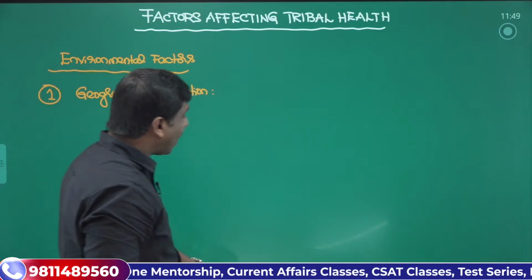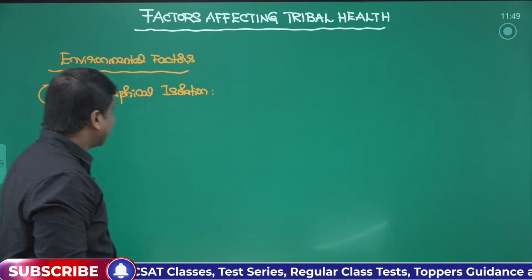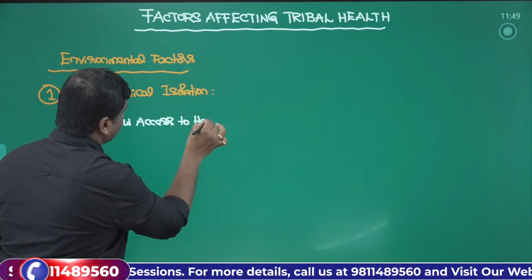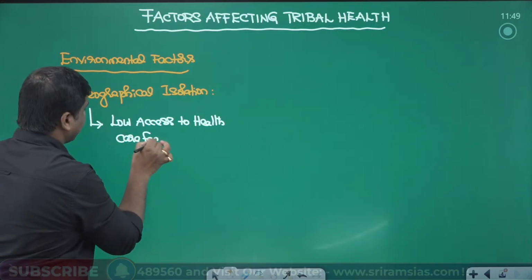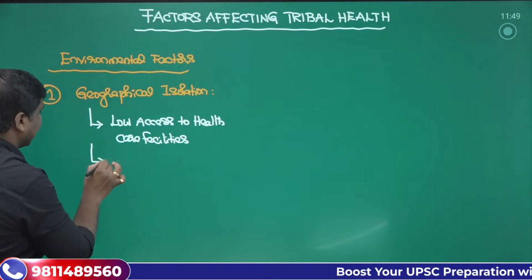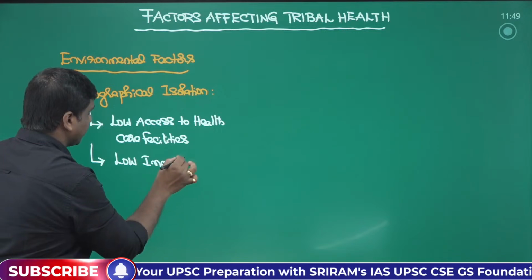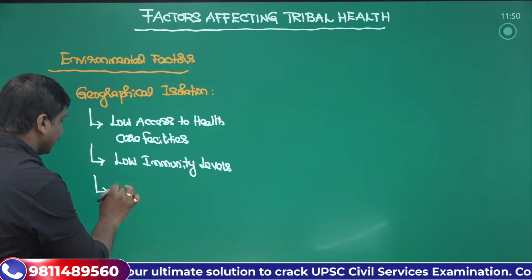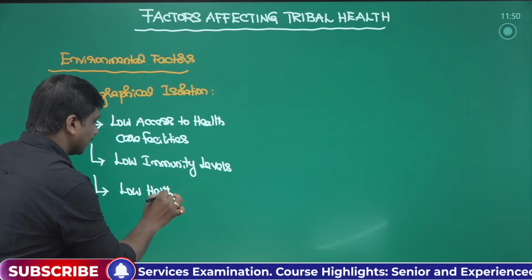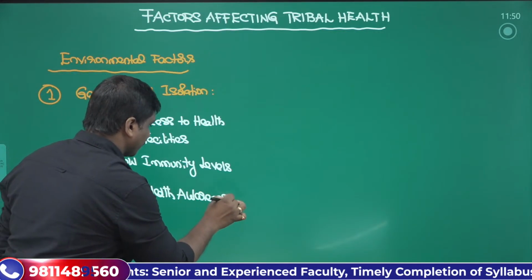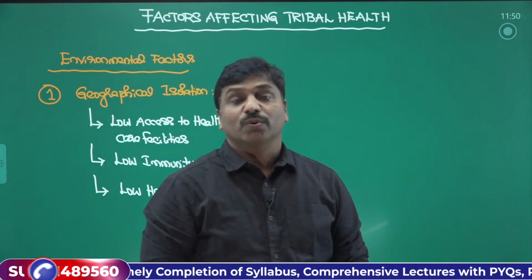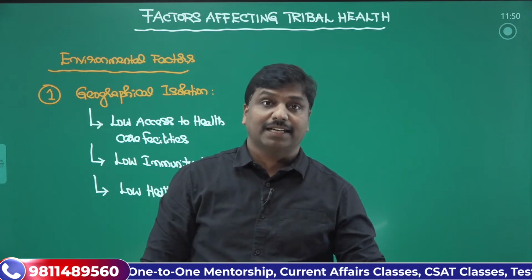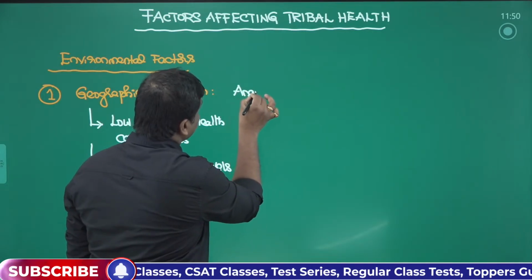Due to this geographical isolation, what are the various aspects that we can see? Because of this, we can have things like, for example, low access to healthcare facilities. Then next, we can have low immunity levels because of isolation. Then furthermore, low health awareness. So these kinds of aspects will be there with respect to them. Particularly when we talk about geographical isolation, take the Andaman tribes.